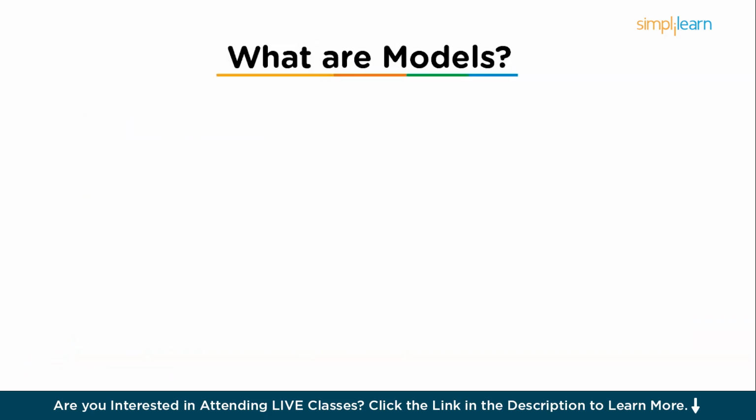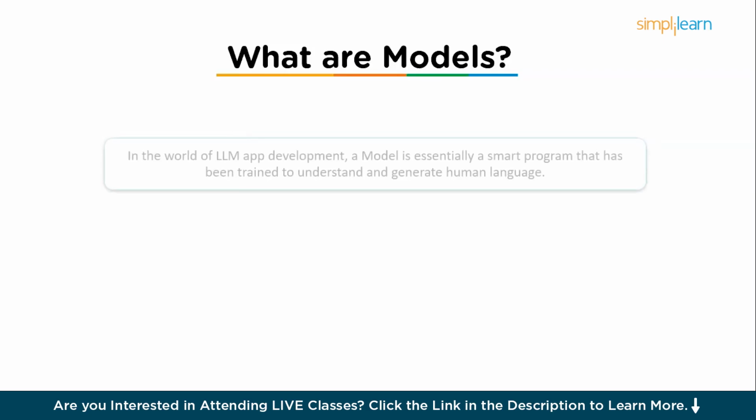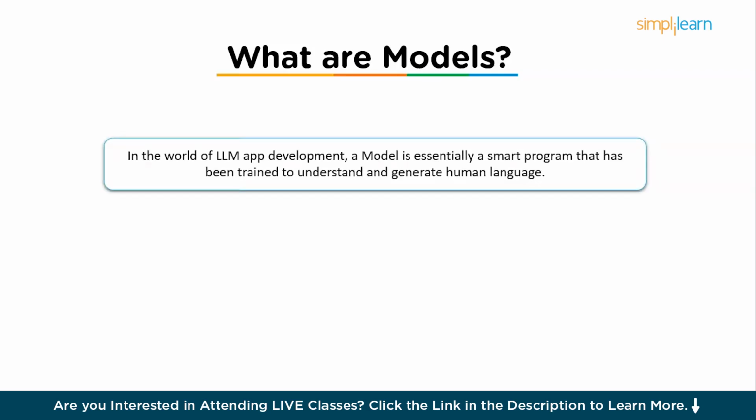So there are various components that work together. So the first one is models. So let us see what are models. In the world of LLM app development, a model is essentially a smart program that has been trained to understand and generate human language.